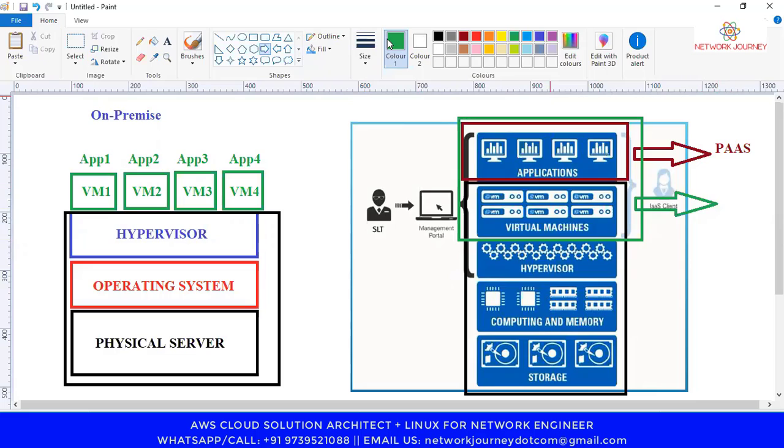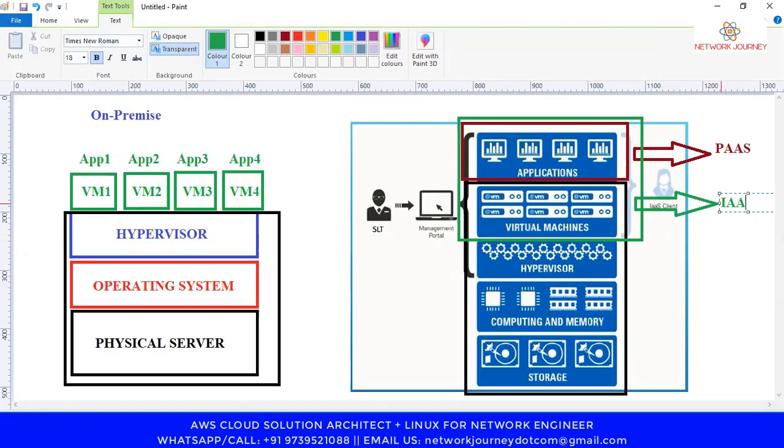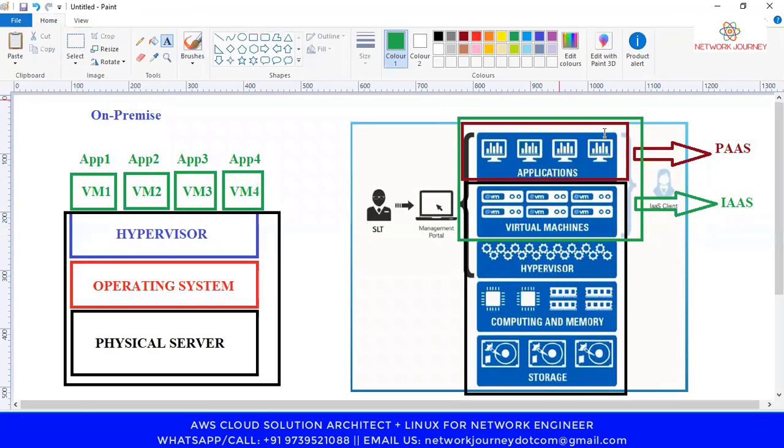So got it, friends? What is the difference between PaaS and IaaS? Any doubt on this? For software as a service, no one needs to build anything. Any direct employees and end users can directly use it. Any doubt on PaaS and IaaS?